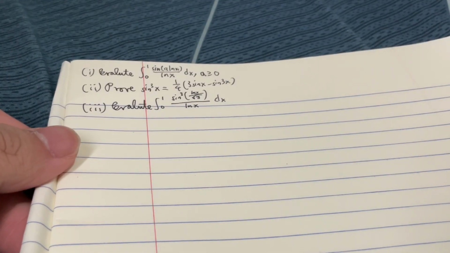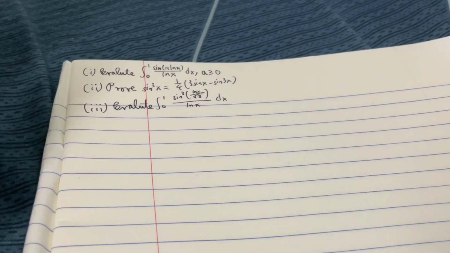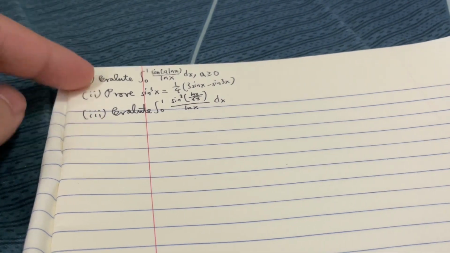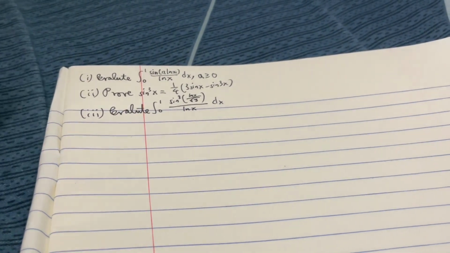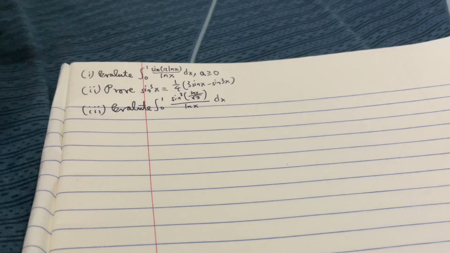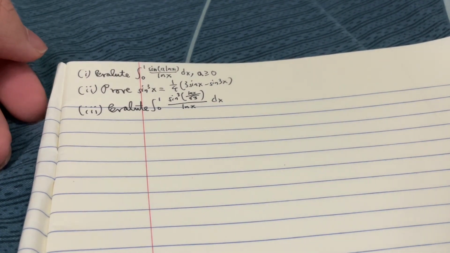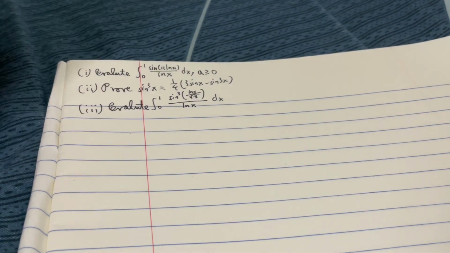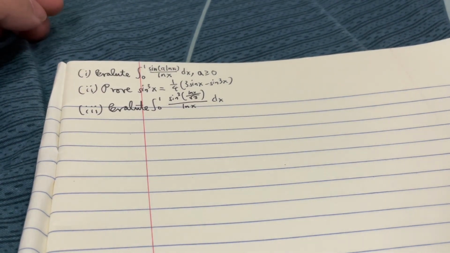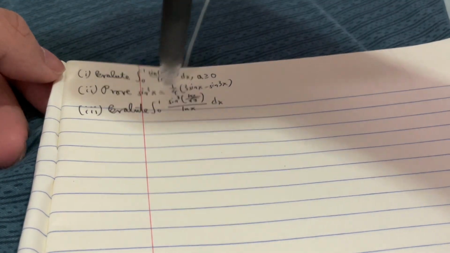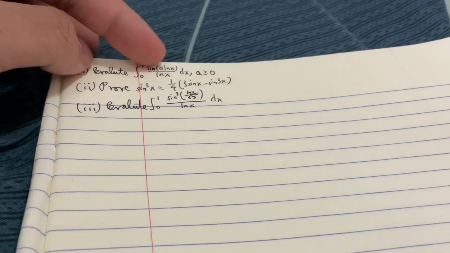Hello guys, today we are going to do a question with 3 sections. Part 1, part 2, part 3. So first we are going to evaluate the integral from 0 to 1 of sin(a ln x) over ln x dx, where a is greater than or equal to 0. We see the denominator is ln x and here we got a ln x.